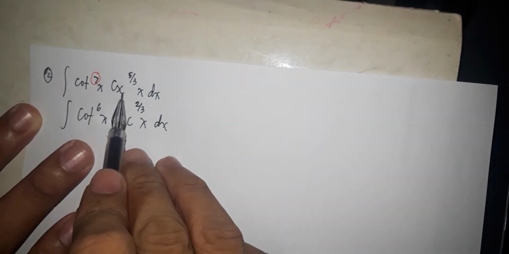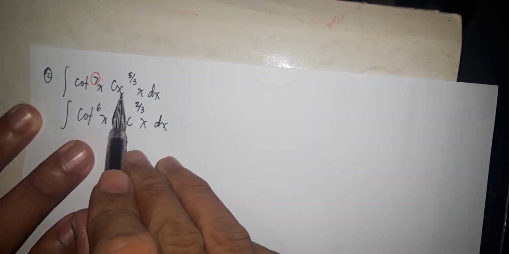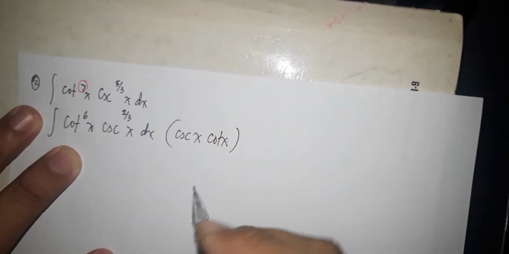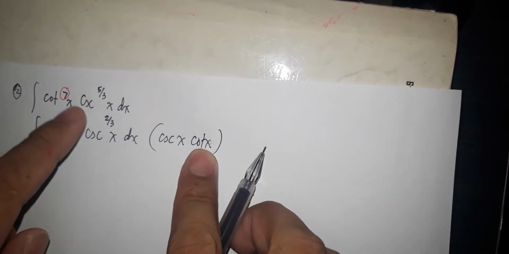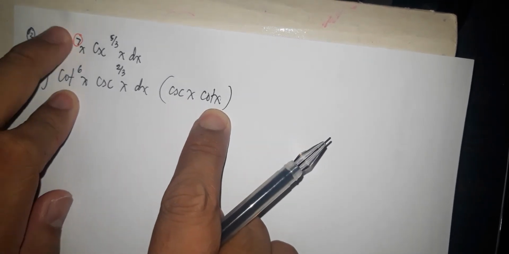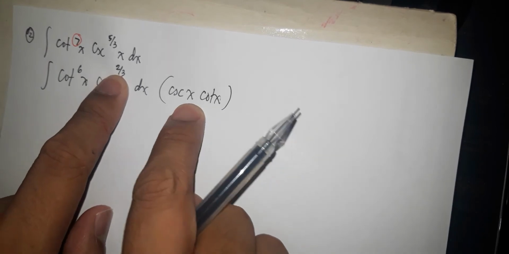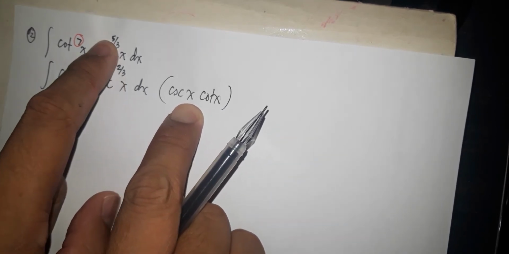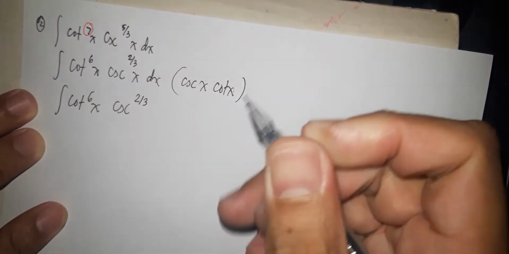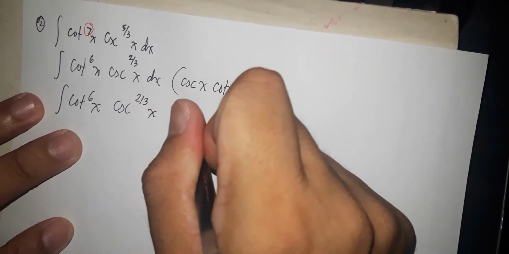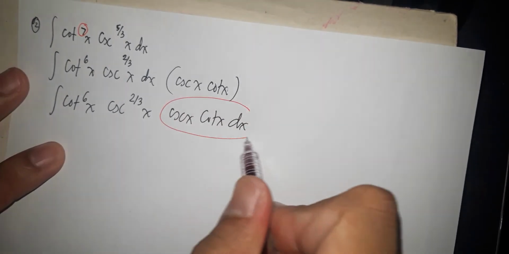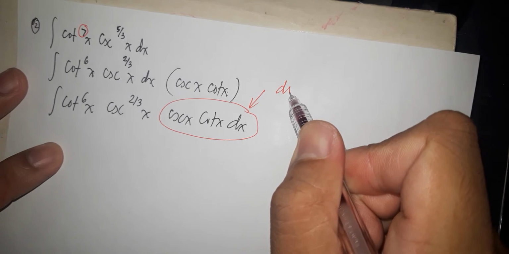Because I need to extract one function from cosecant to the 5/3, I will have here cosecant x multiplied by cotangent of x. This is what I have taken from our original given. To check, cotangent to the 6 times cotangent x is cotangent to the 7. Cosecant to the 2/3 times cosecant of x is cosecant raised to 5/3. So this now gives you cotangent to the 6x, cosecant raised to 2/3 of x, cosecant of x, cotangent of x, dx. Again, what I took will serve as our differential u.